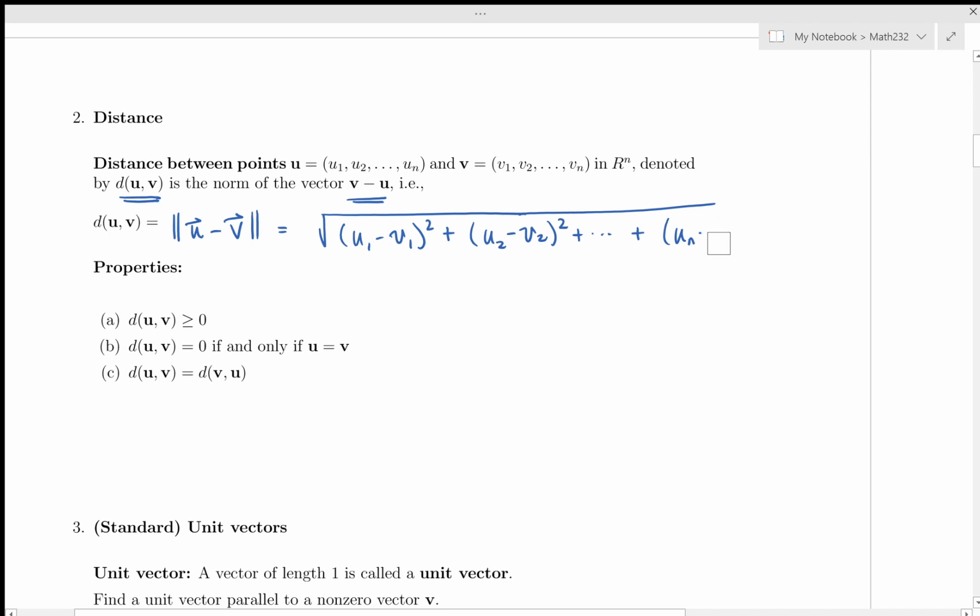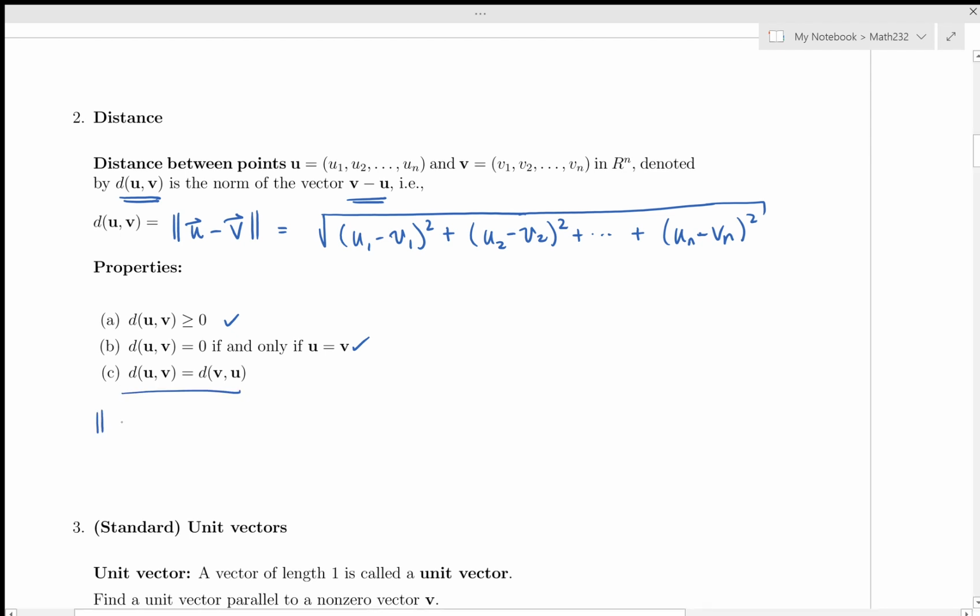That's going to be a minus sign, like that. Okay. The distance between two vectors is always positive or 0. The distance between two things is only 0 if the two things are equal, and the distance between u and v is the same as the distance between v and u. We could rewrite this like that.